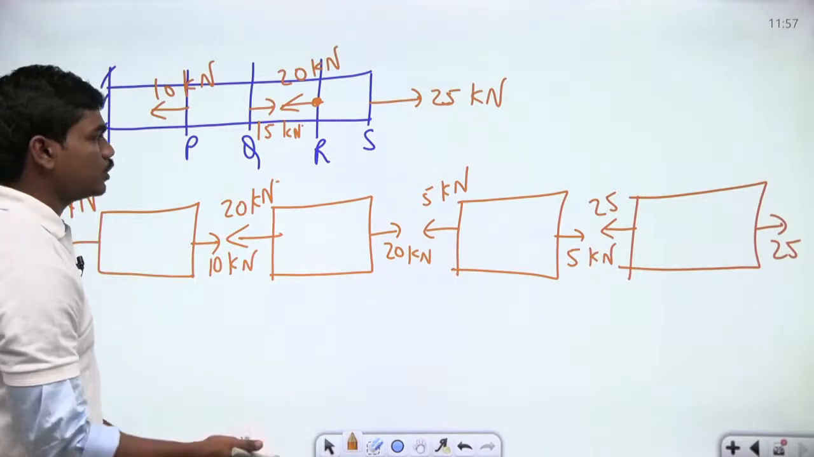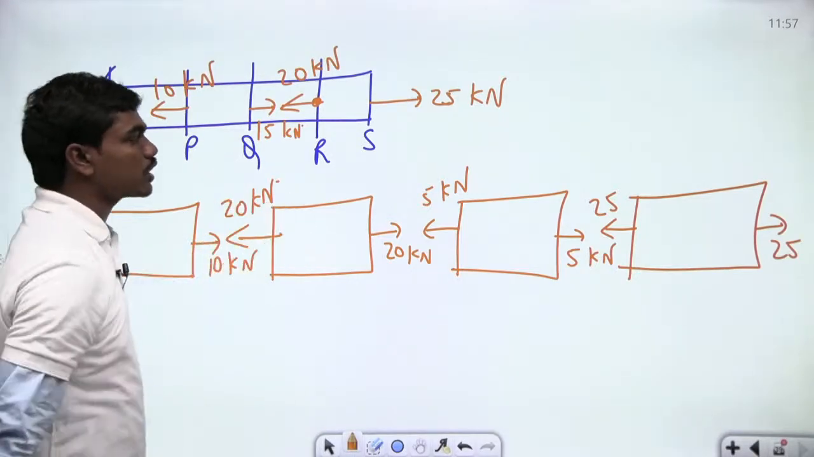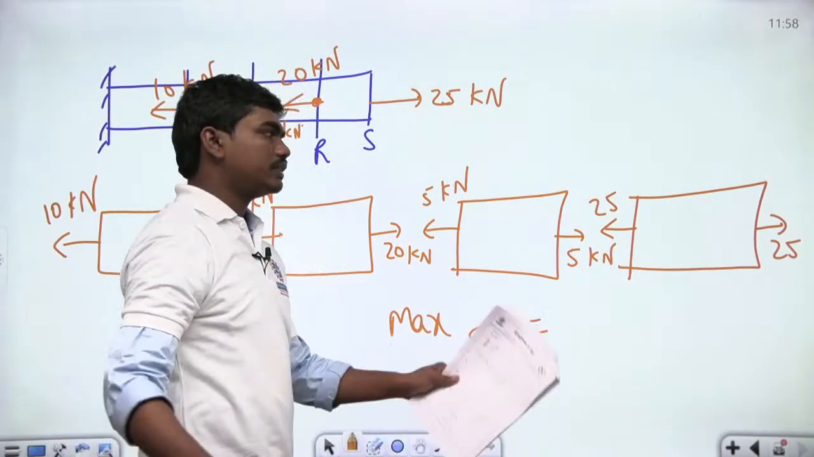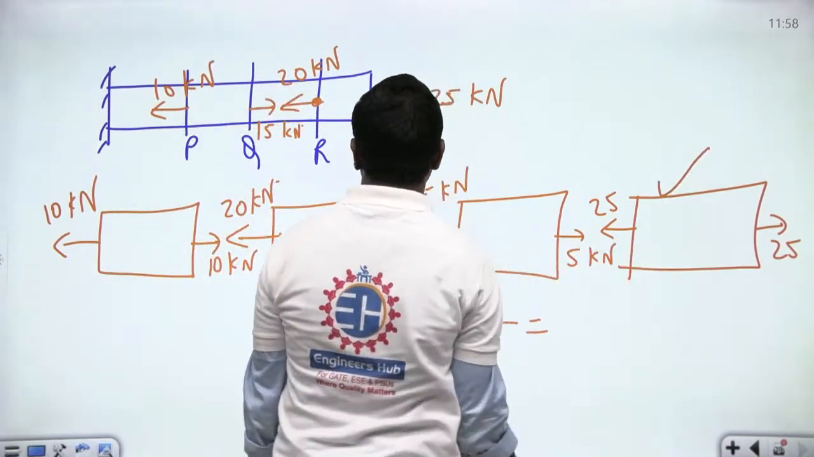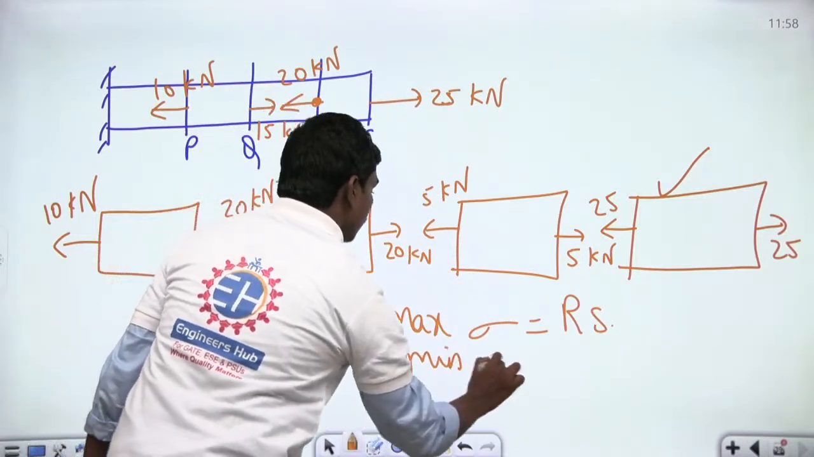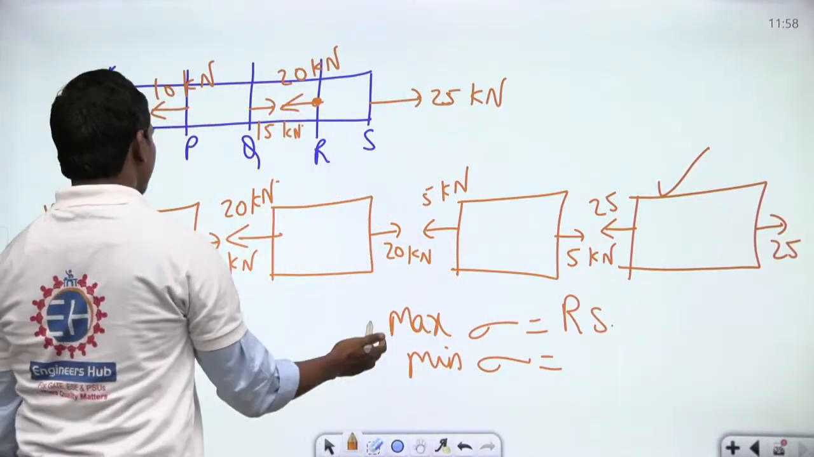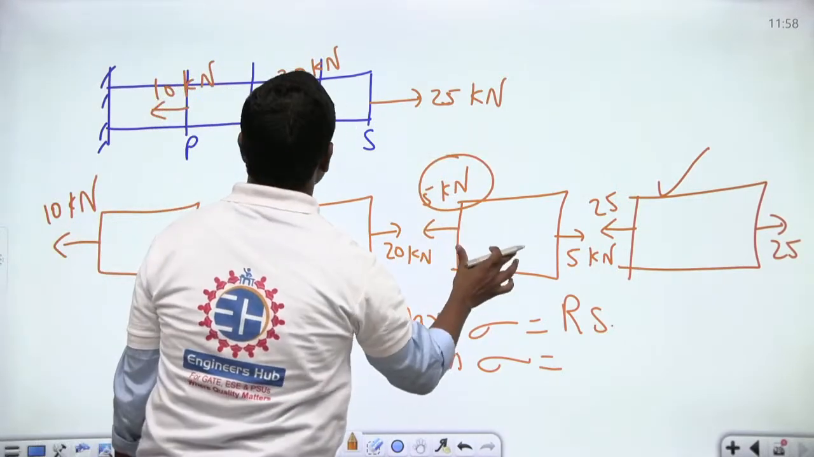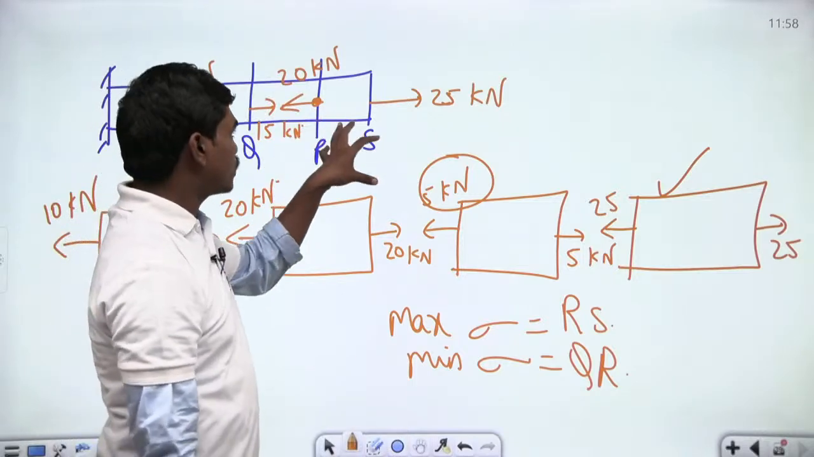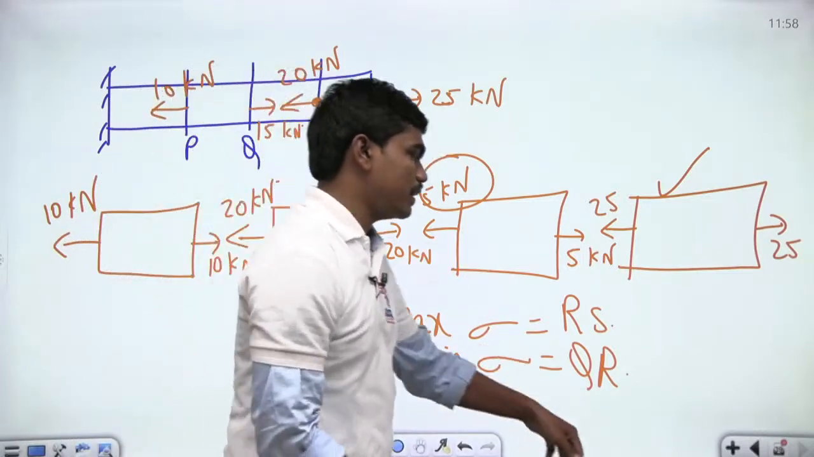4 blocks. Out of this, the area is constant for all these 4 blocks. So maximum stress will be in the block which has the highest load acting, which is this portion, RS, and of course minimum will be the portion having the lowest load acting, that's 5 kilonewtons, so this portion is QR. So RS and QR are the portions in which the stress is maximum and minimum respectively.